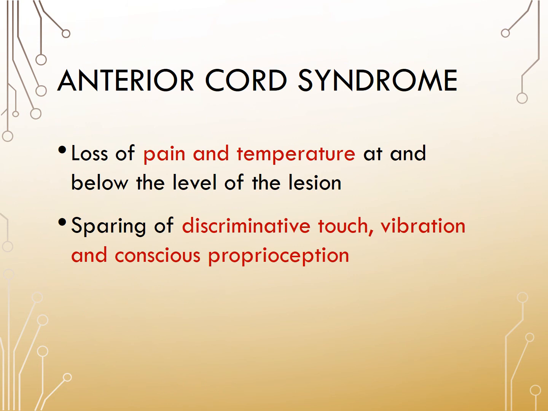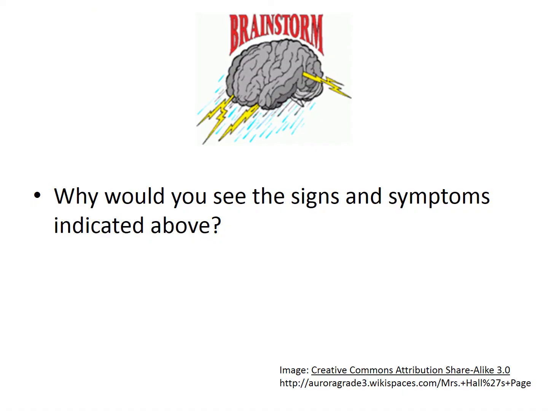Sensory signs and symptoms include a loss of pain and temperature at and below the level of the injury, and sparing of discriminative touch, vibration, and conscious proprioception. Now I want you to brainstorm with an anterior cord why you see the signs and symptoms that I have described.